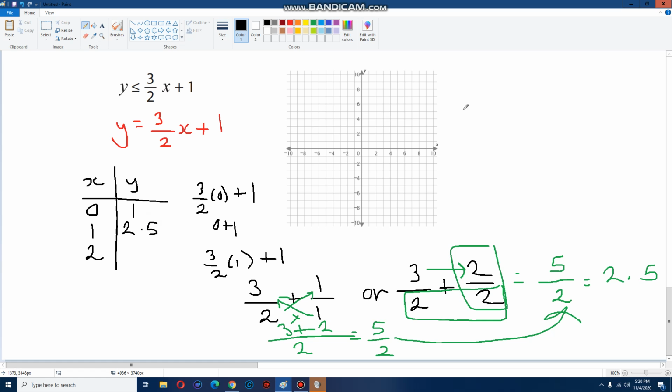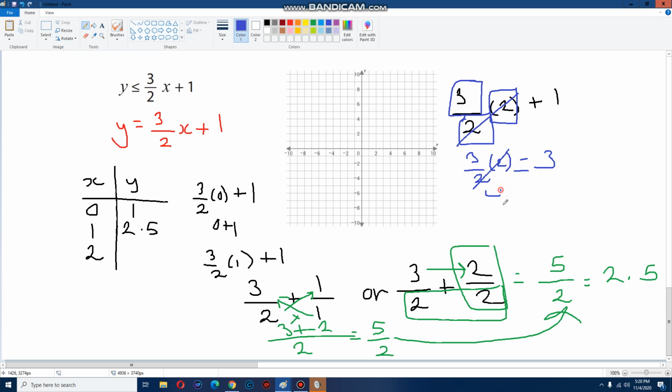Finally, when x is 2, let me show you another cool trick. So 3 over 2 multiplied by 2 plus 1. Now, here's the trick. When the denominator of a fraction is the same number as the number you're trying to multiply it with, you just need to cancel both numbers, and the numerator, the remaining number, will be the answer. So 3 over 2 times 2, cancel the 2's, equals 3.